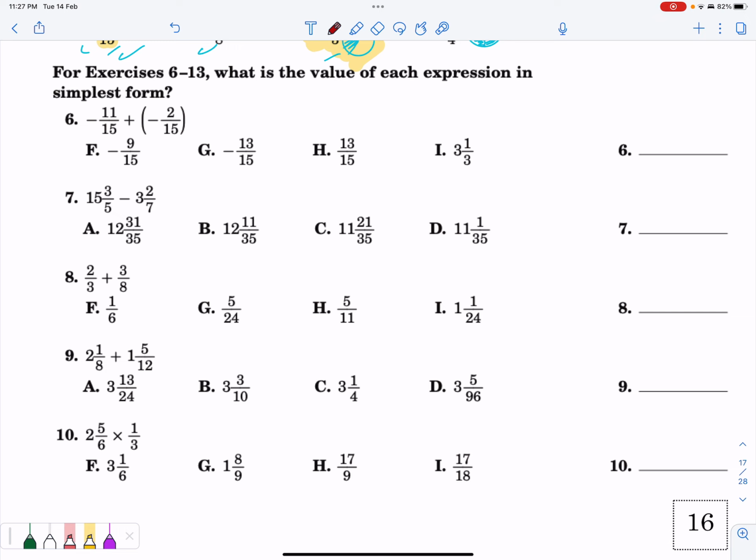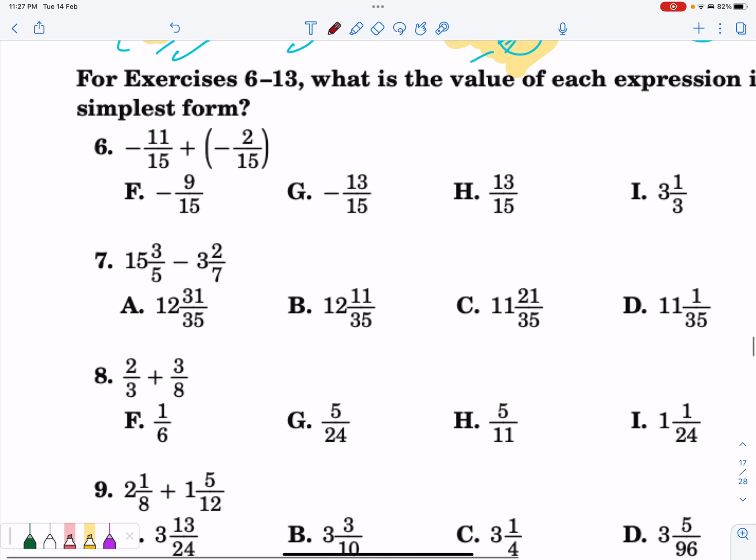We have negative 11 over 15 plus negative 2 over 15. So this means that you have 2 fractions, you need to add them, okay? But focus and notice that both of them are negative. So you have a negative fraction and a negative fraction. So same sign, add, keep the same sign.